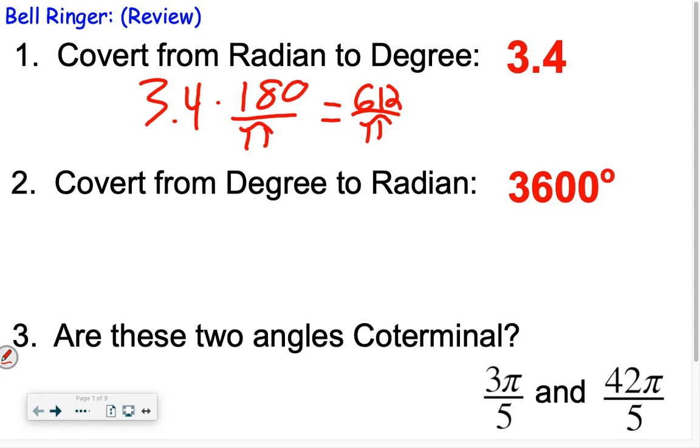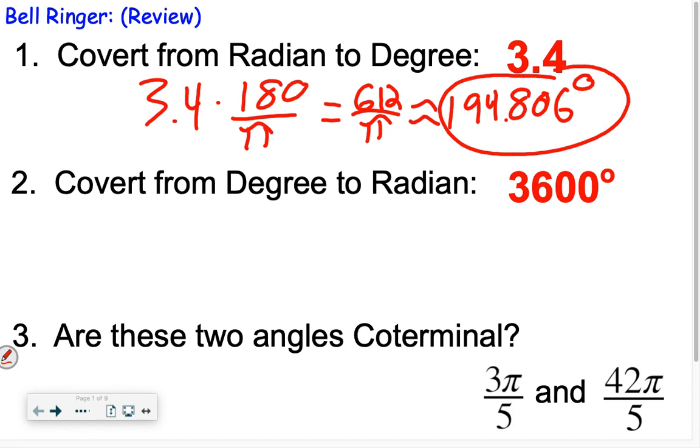Let's divide by pi, so we get a better idea of what this angle measure is going to be. I'm going to go to thousandths. If you notice in my lessons, I do that quite a bit. Again, not picky. Don't worry about it. So you have 194.806 degrees. Okay, so that's a better picture than 612 over pi.